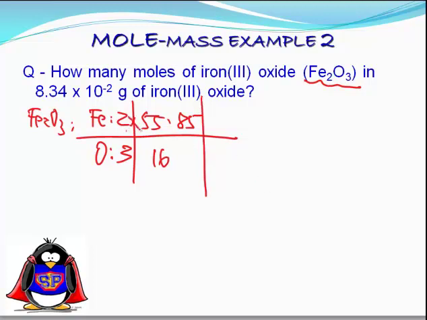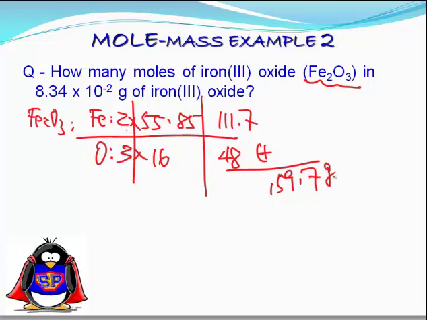And then you start multiplying those, and this will give you 111.7 grams. This will give you a 48. Add all of them together, 159.7. That would be the grams per mole of Fe2O3.